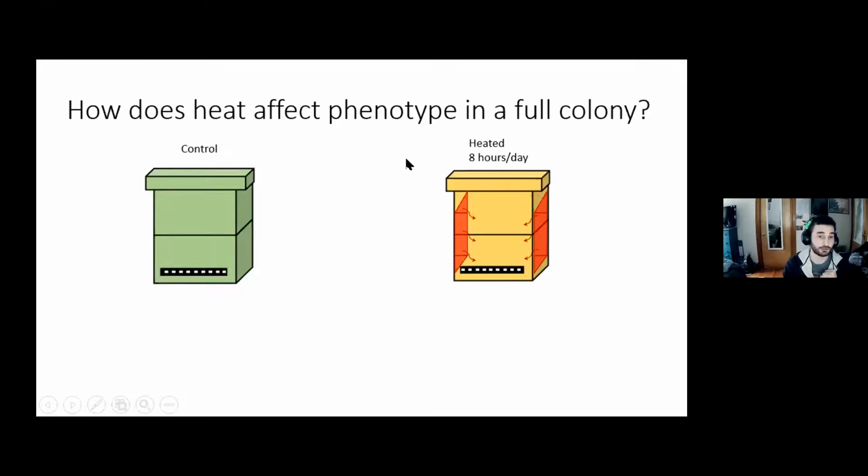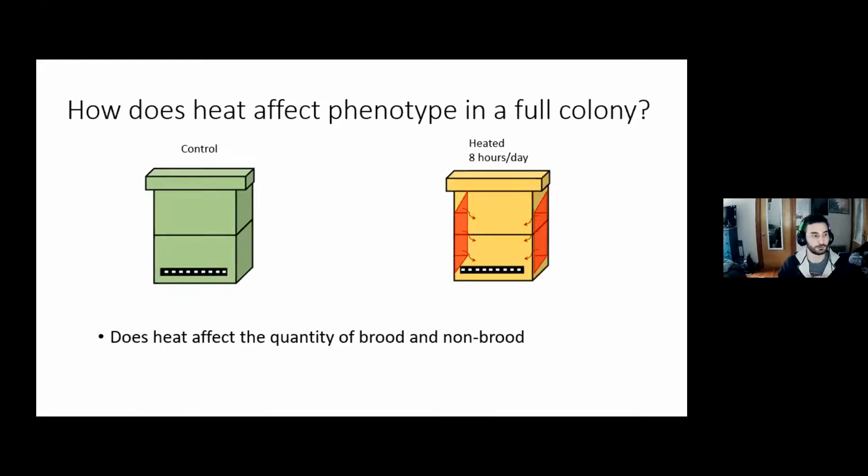And I really want to measure 3 things. First, does heat affect the quantity of brood and non-brood within a colony? So I'm taking as an assumption that the queen is going to continue to lay the same amount of brood and that the amount of non-brood is also going to be the same over time. But you could very easily imagine a situation where maybe brood rearing is decreased because the colony is stressed, and maybe there's less honey and nectar because the bees are eating more of it in order to meet the energetic costs of increased thermoregulatory activity within the colony.